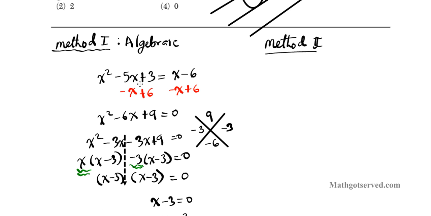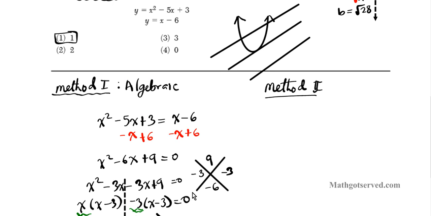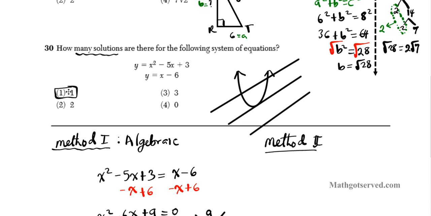Since it's a quadratic, I have to put it in standard form before solving it by factoring. So I set it equal to 0 by subtracting x plus 6 and adding 6 to both sides. We have this quadratic equation right here. Factor by grouping, and use the zero product property to solve. We notice we have a double root here. x minus 3 equals 0, x equals 3 is the answer we have. So how many distinct solutions do we have? We have exactly one. So our final answer is 1.